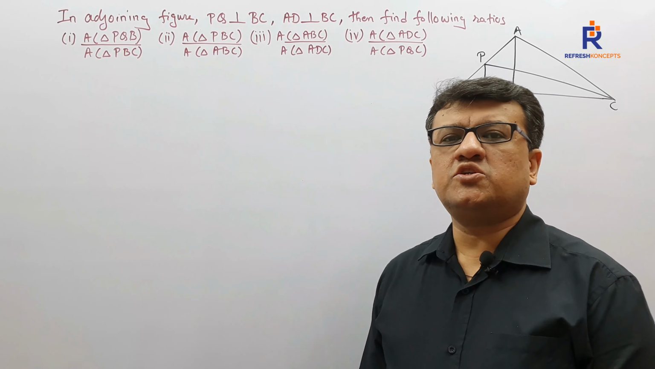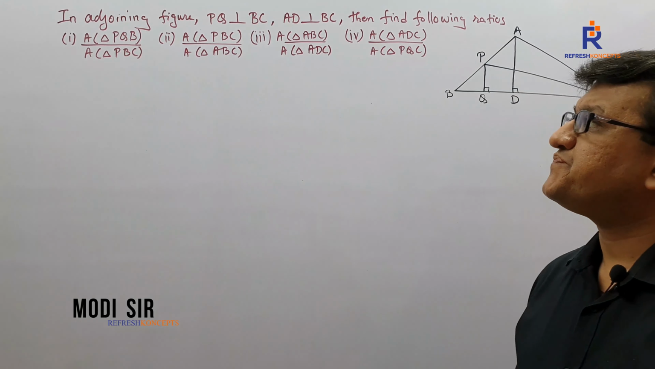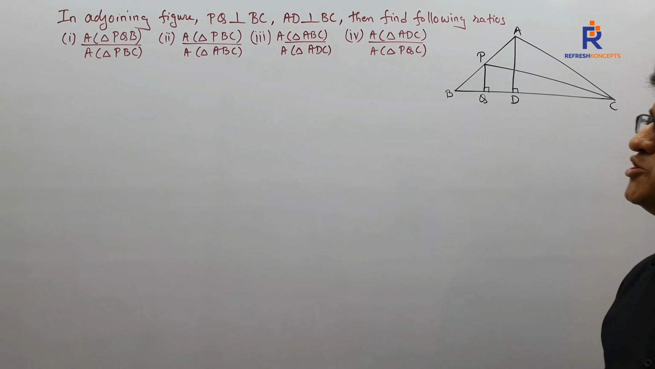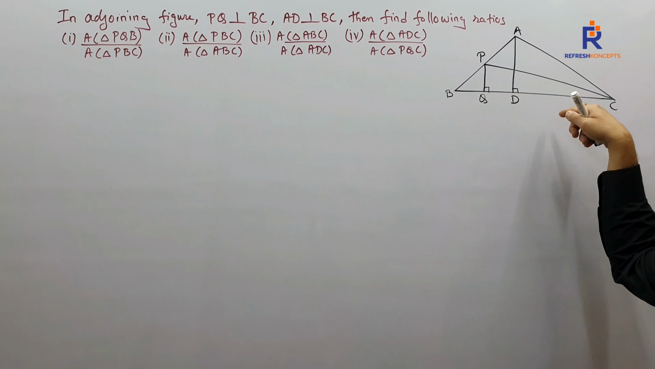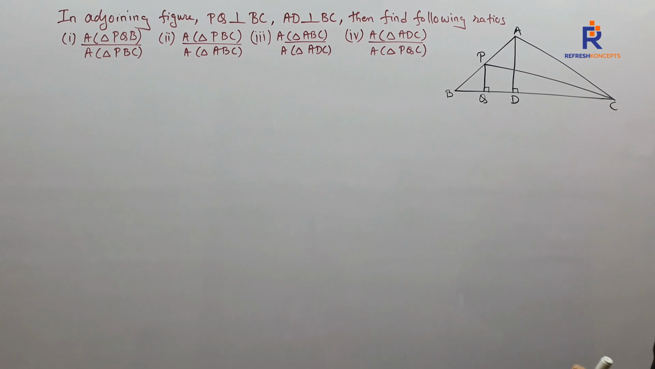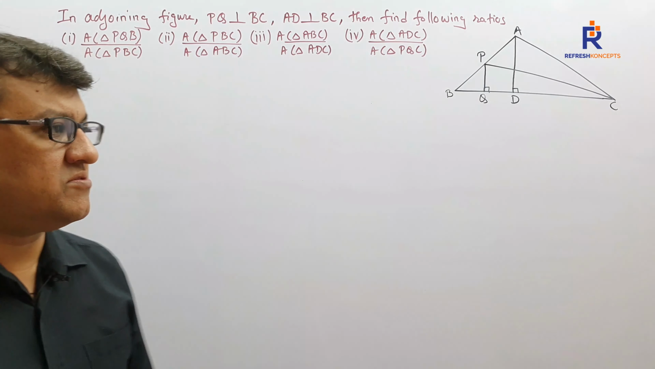Let's see sums based on ratio of areas of two triangles. What this one says: in the adjoining figure, PQ is perpendicular to BC, AD is also perpendicular to BC, then find the following ratios. We shall take one by one, step by step, how to solve these.